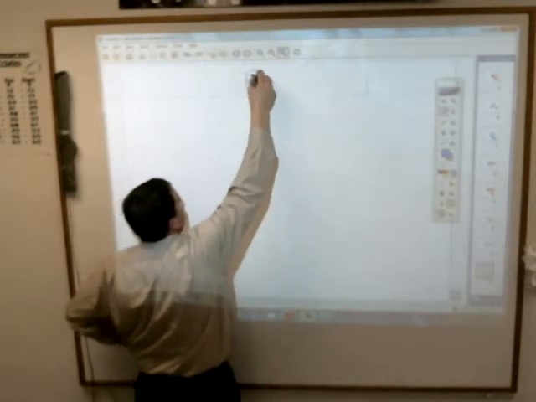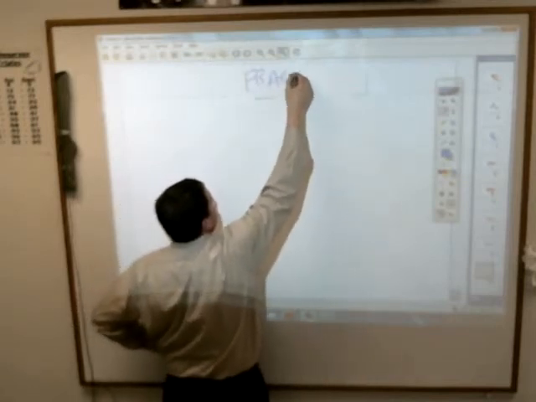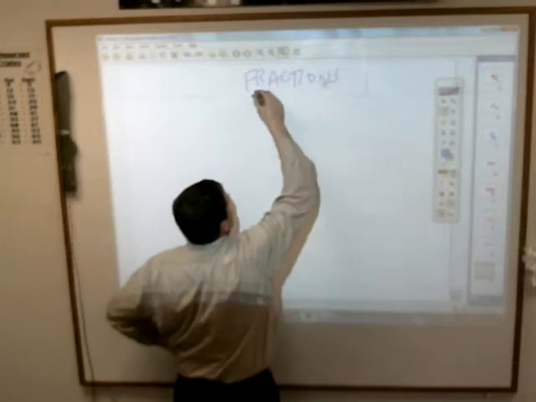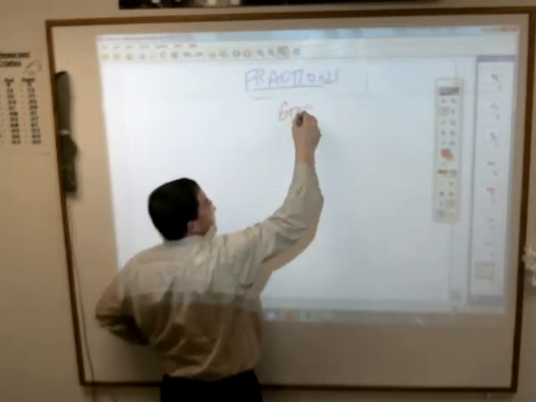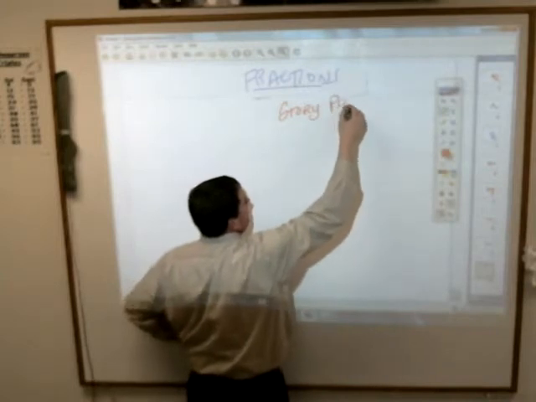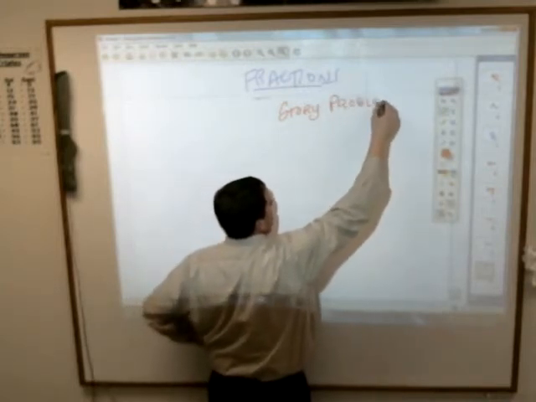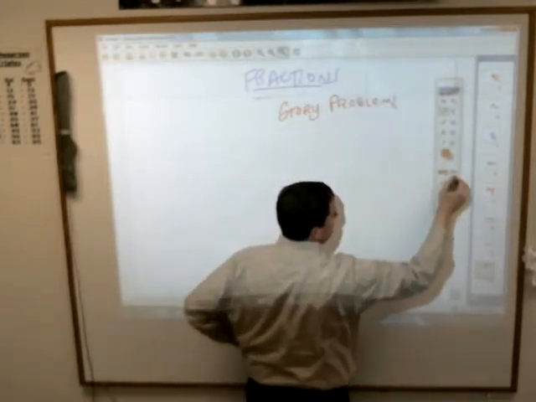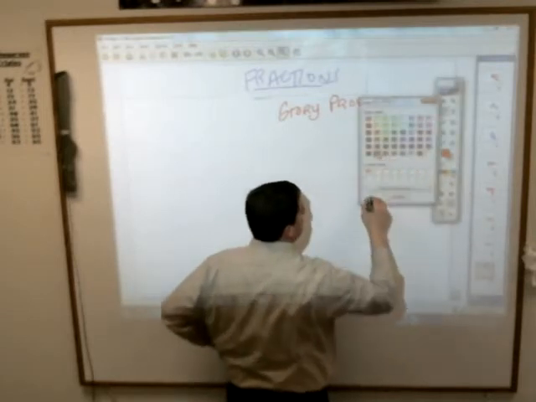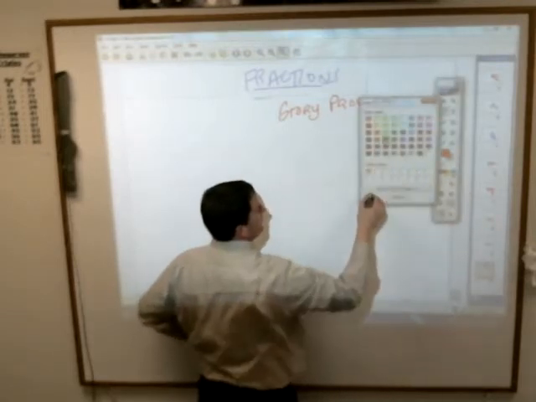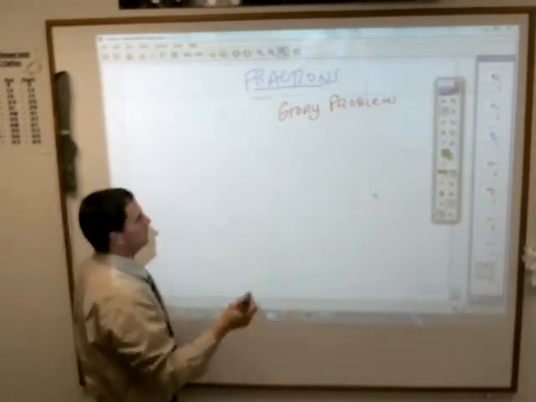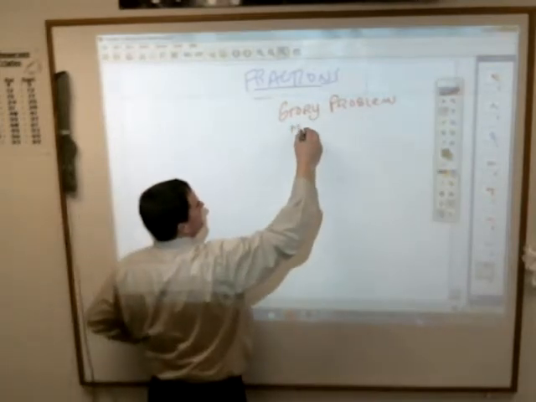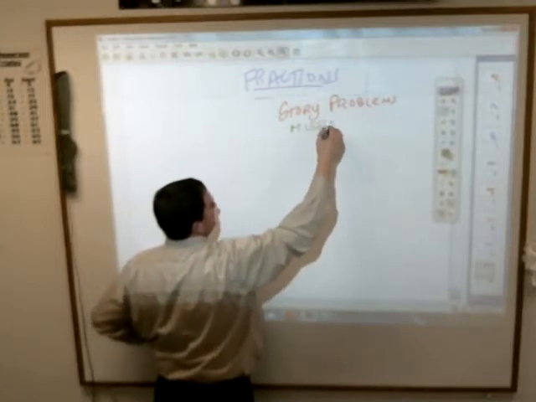So the title, the supertitle, is fractions. The subtitle is story problems. The main point of what you're getting at today is that in these story problems, you're going to be missing information, but you can figure it out if you just do it right there. Missing info.